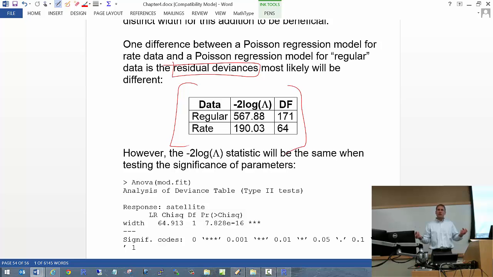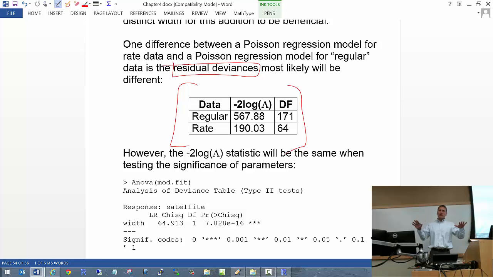Because our data is in different formats, the definition of what a saturated model is different. One way to think about it is, how many rows are in my data frame for the regular Poisson regression model versus this Poisson rate regression model? With the rate regression model, remember, we had to aggregate my data. So if I aggregate my data, I have fewer rows, and so I'm going to have fewer degrees of freedom overall. It makes sense that my -2 log lambda statistic, my residual deviance, is going to be different. So that's why that happens.